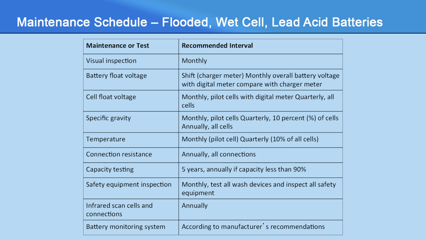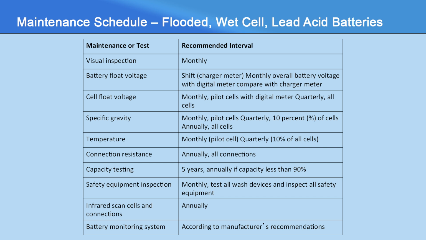Next is capacity testing. This test is done every 5 years or annually if capacity is less than 90%. Next test is safety equipment inspection. This is done monthly. Test all wash dishes and inspect all safety equipment. Next test is the infrared scan of cells and connections. This test is performed annually.